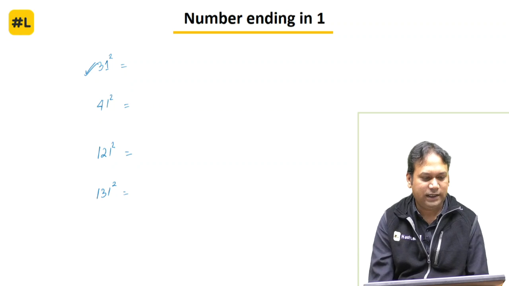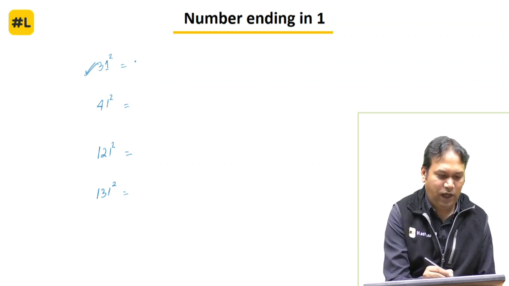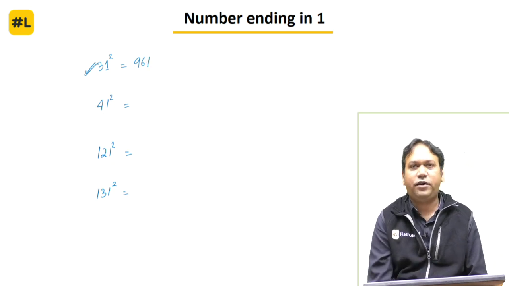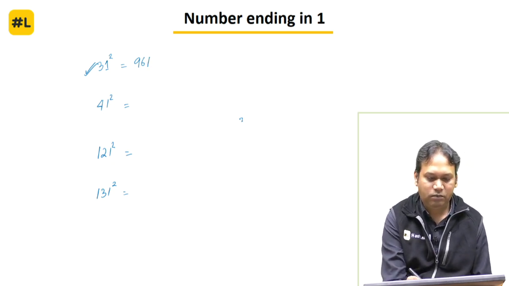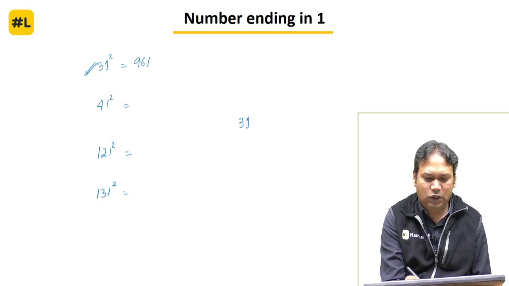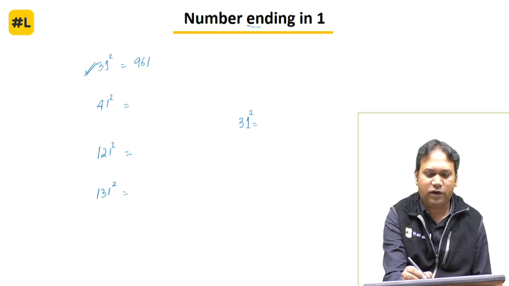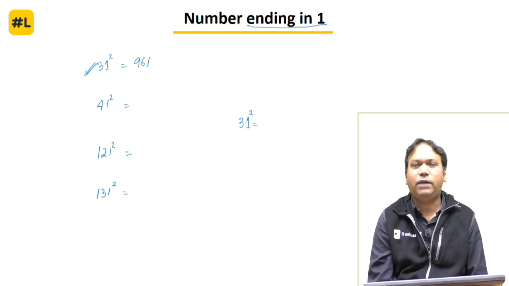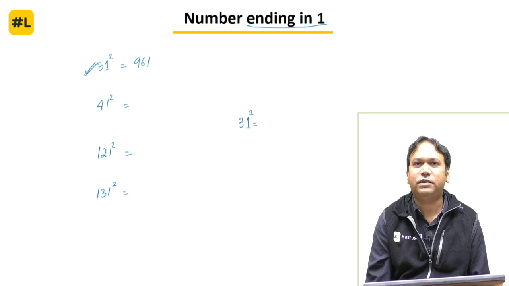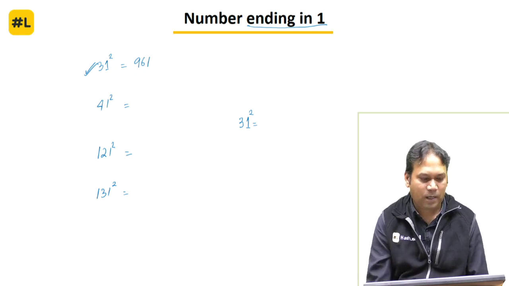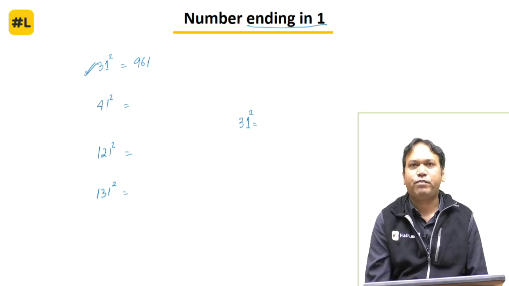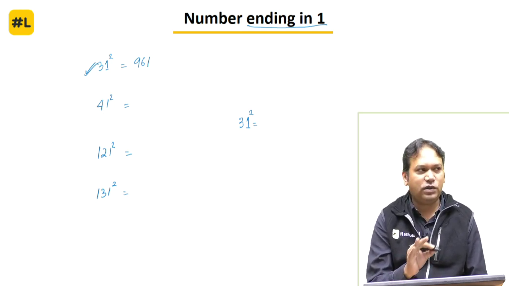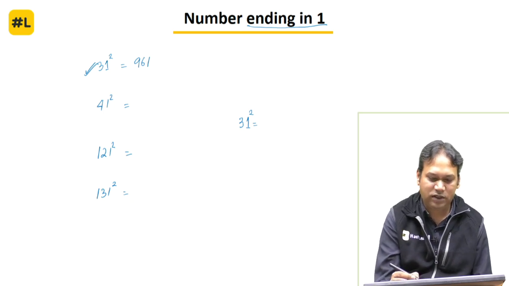What is 31 square? 31 square is 961. Now what is the trick for this? Let's see it here. If you are finding the square of a number ending in 1, please note, this technique is for numbers ending in 1, for all types of numbers: 2-digit numbers, 3-digit numbers, even if you require 4-digit numbers. 31 square within 2 seconds, without using pen and paper, without using a calculator. Please understand what is the requirement.